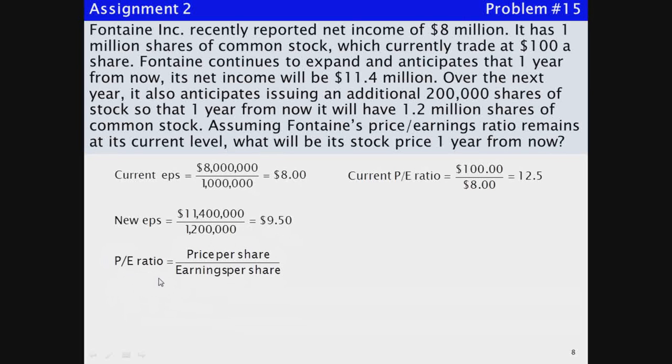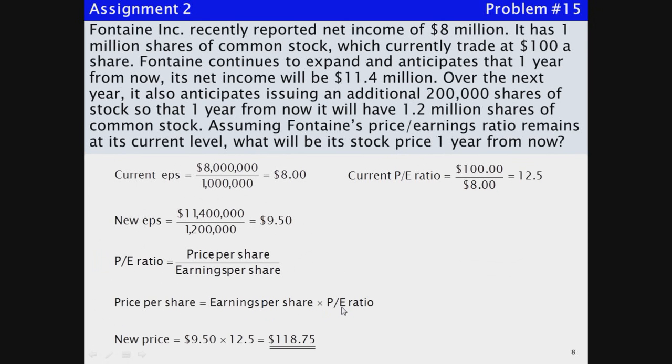The PE ratio is price per share over earnings per share. So we can calculate the price per share by taking earnings per share times the PE ratio, and we're going to hold that PE ratio constant at 12.5. So we're kind of using the PE ratio as a multiplier, if you will. We're going to take the new level of earnings, which is $9.50, and multiply by the previous PE ratio to estimate that the new price would be $118.75.